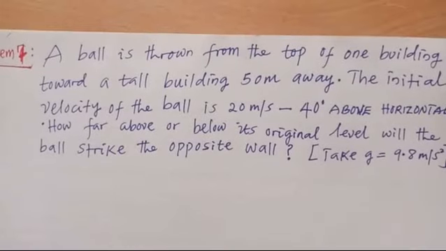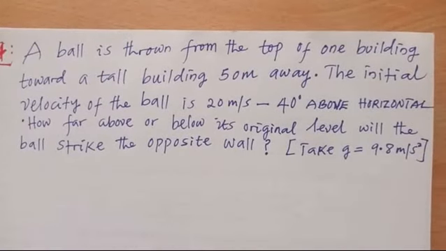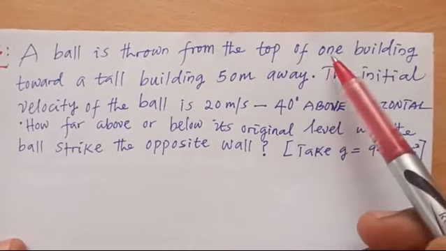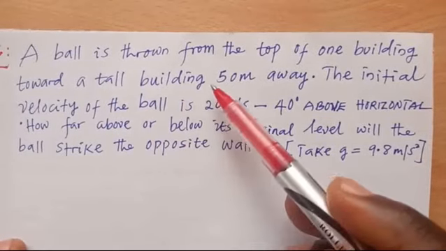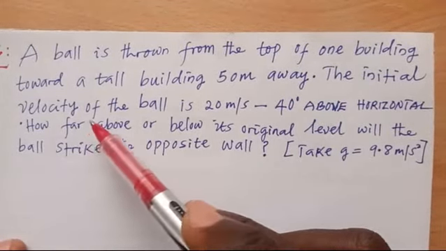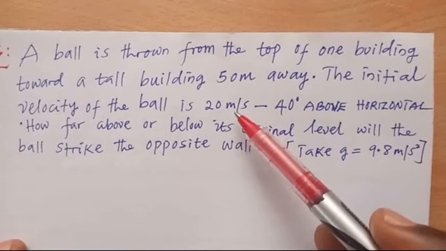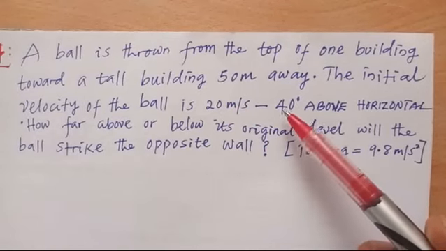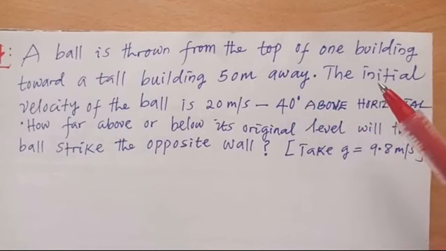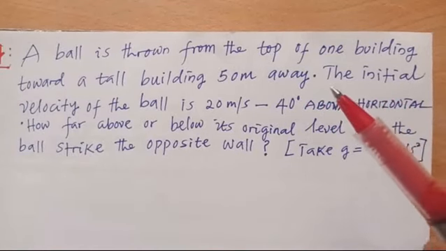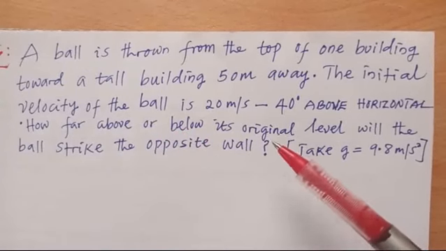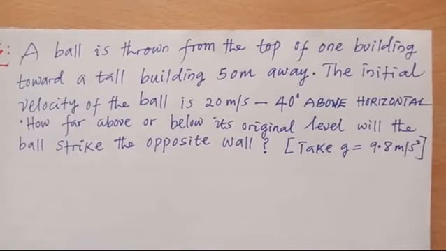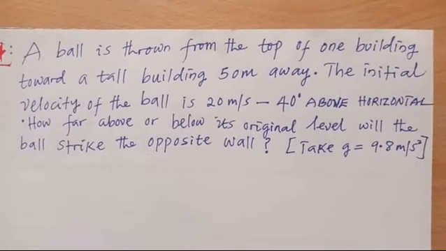Now we can move on to problem 7, which is the last one we will consider under projectile motion. Problem 7 says a ball is thrown from the top of one building toward a tall building 50 meters away. The initial velocity of the ball is 20 meters per second, meaning the ball was projected with this velocity, and it is projected at an angle of 40 degrees above the horizontal, meaning above plus x-axis. How far above or below its original level will the ball strike the opposite wall? And we are asked to take g as 9.8 meters per second squared.